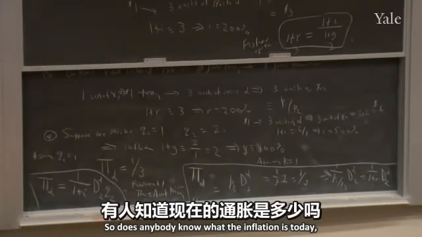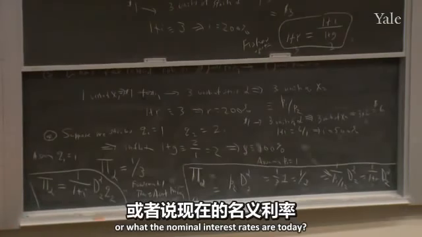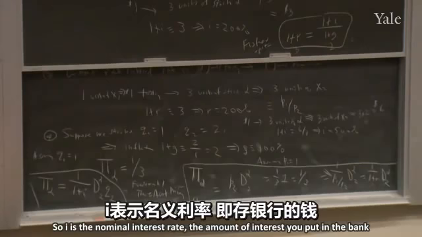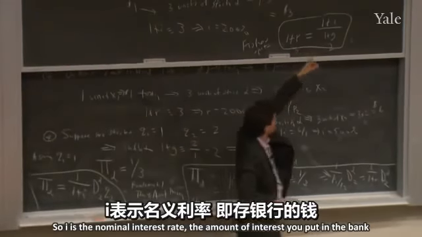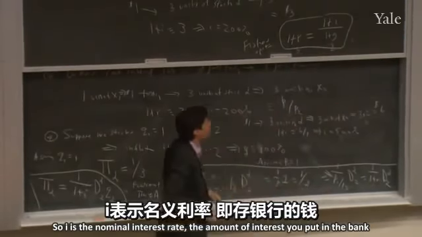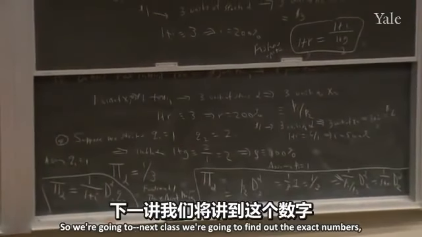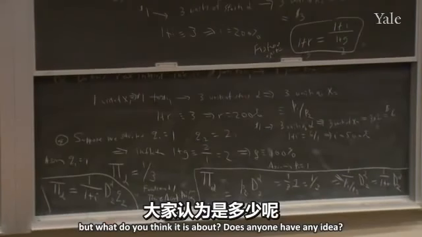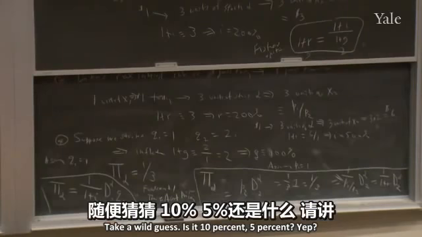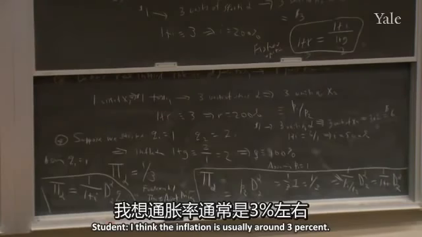Okay, so does anybody know what the inflation is today, or what the nominal interest rates are today? So I is the nominal interest rate, the amount of interest you put in the bank and what they'll pay you at the end of a year. Next class, we're going to find out the exact numbers, but what do you think it is about? Does anyone have any idea? Take a wild guess. Is it 10%? 5%? Yep. I think inflation is usually around 3%.